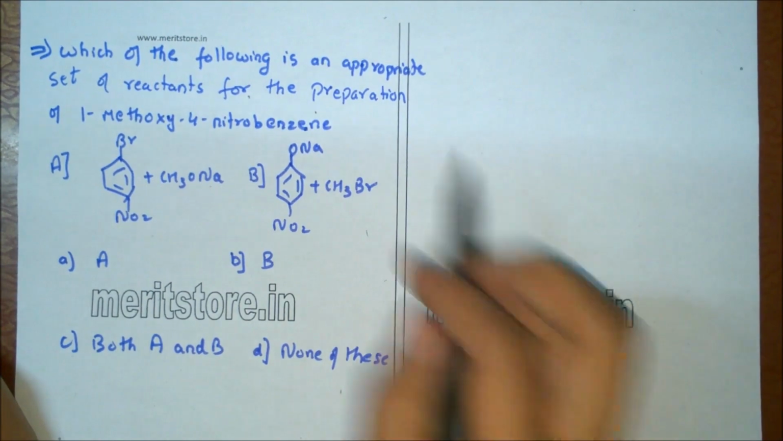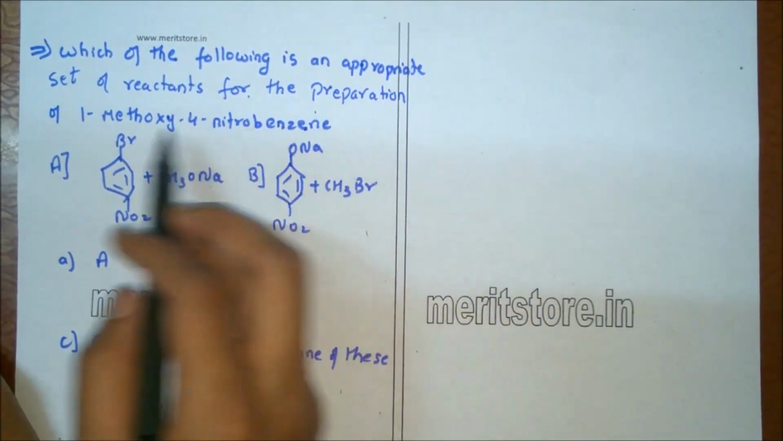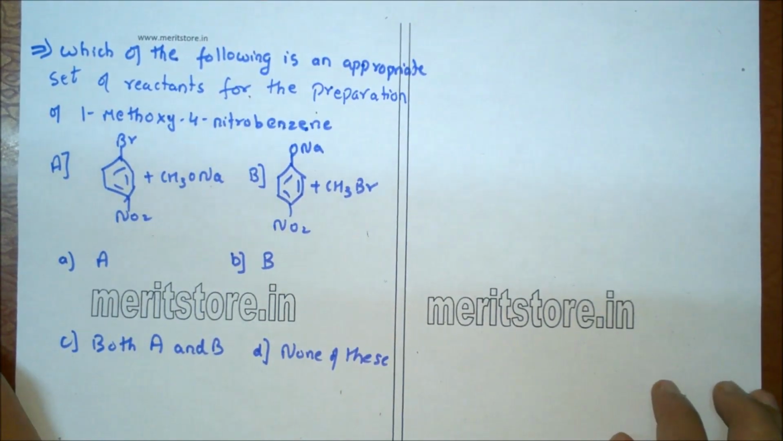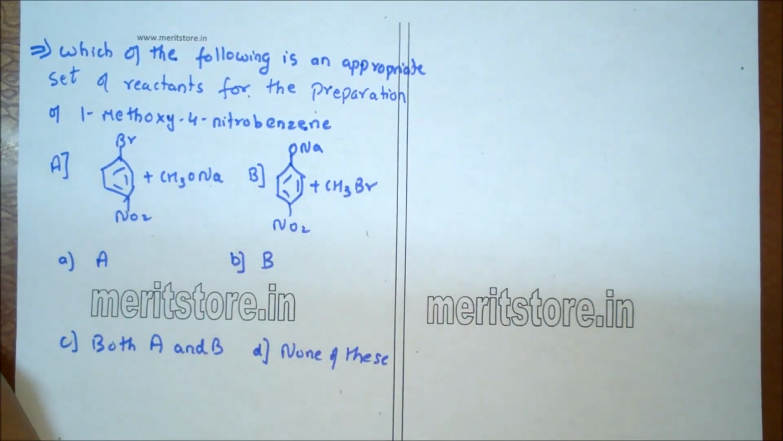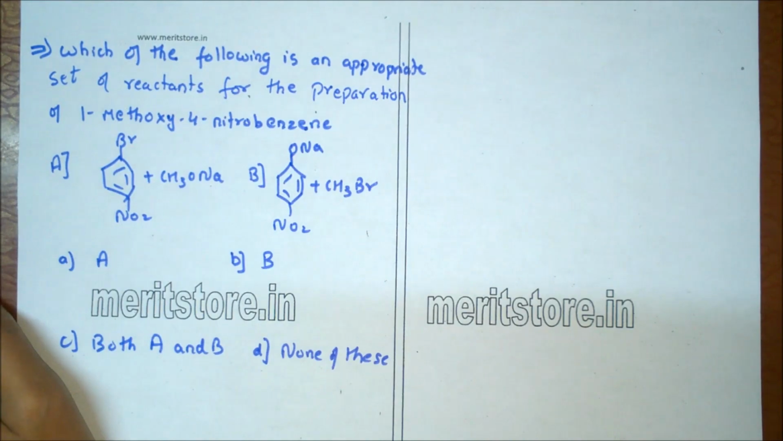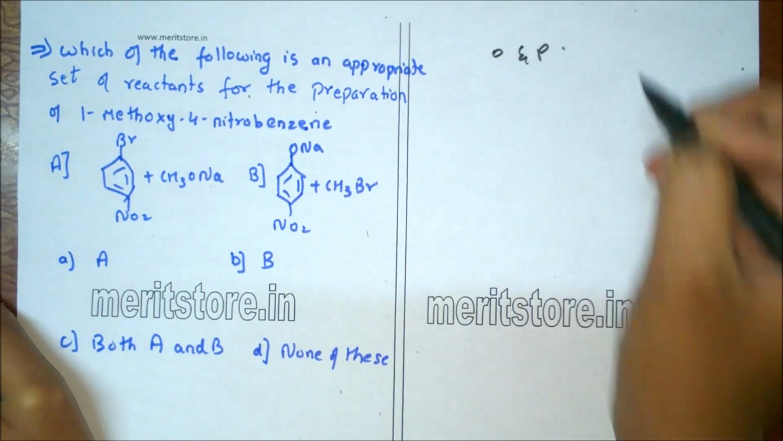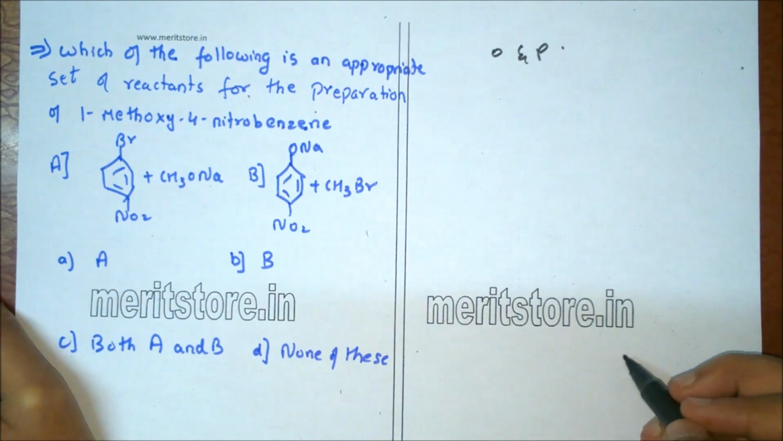Which one of the following is an appropriate set of reactants for the preparation of 1-methoxy-4-nitrobenzene? So compound A reaction and the B reaction, we have to find which of these will form 1-methoxy-4-nitrobenzene. Aromatic halides cannot be used in Williamson ether synthesis. However, if a strong electron withdrawing group at ortho and para position is present, the synthesis may take place.